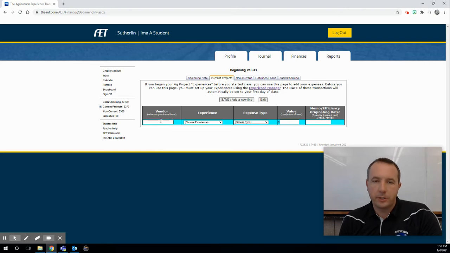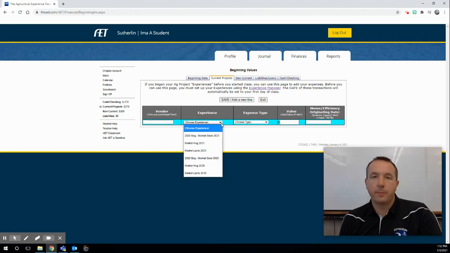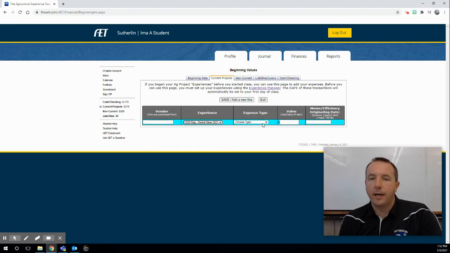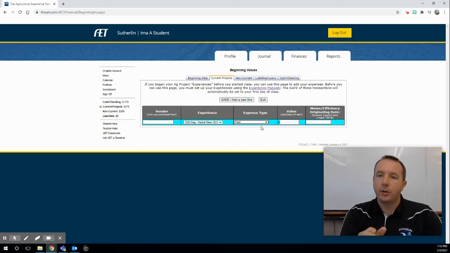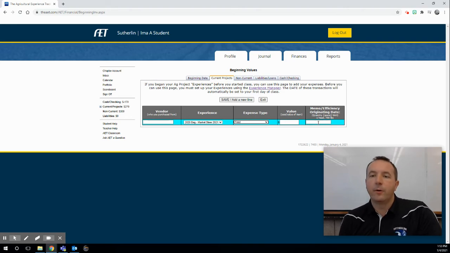So you put in who you purchase it from, what purchase experience is going to be part of. Let's say it was for a market steer. The expense type would be feed, and how much we had at that time. If we didn't have any of this, we don't put anything. Only mark what applies to you. So you put its value, and if you want to make a note of how much that was, like 10 bags of feed or 20 bales of hay, put that down. You do that, save that one when you've done it, and you can add a new line.